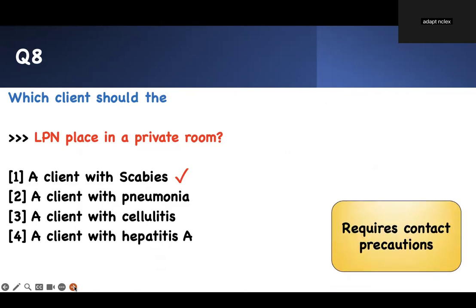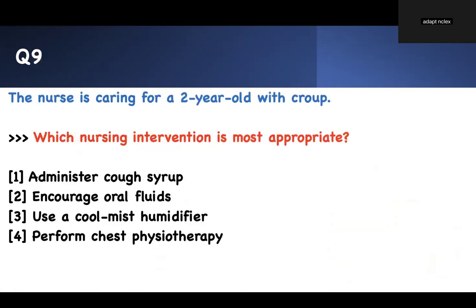This requires contact precaution. Number 9, which nursing intervention is most appropriate? This is also test taking strategy. Like I said, this is LPN review questions. I'm trying to show you how to answer questions, test taking strategy, and look at each buzzword in the question. Don't just pick the answer choice. If you pick the answer choice before breaking down the question, that's not the best way to approach questions, right?